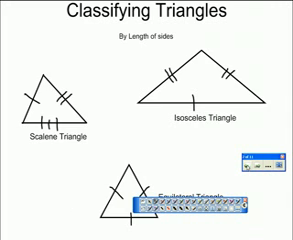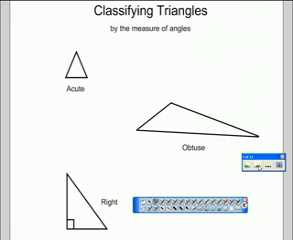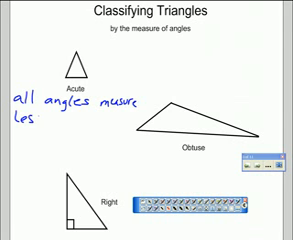The other way we're going to classify or name triangles is by the measure of the angles. First one is an acute triangle. In an acute triangle, all angles measure less than 90 degrees. A cute little triangle, because it's got cute little angles in them, less than 90 degrees. That's the mnemonic device. Thank you, Mrs. Hennon. Still sticking with me 20 years later.